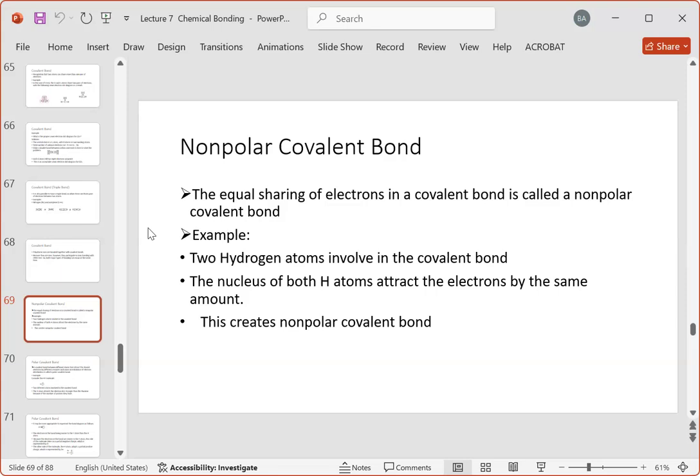But if they are the same atom, the attraction will be the same because they have the same number of protons inside the nucleus. So this one will put in the same amount, and this one will put in the same amount when they are the same atom. For example, we have hydrogen. The proton inside the hydrogen nucleus, and the proton inside another hydrogen nucleus. They have the same strength, because they are one each, and they attract at the same strength. All right. That's non-polar. They are not polar.